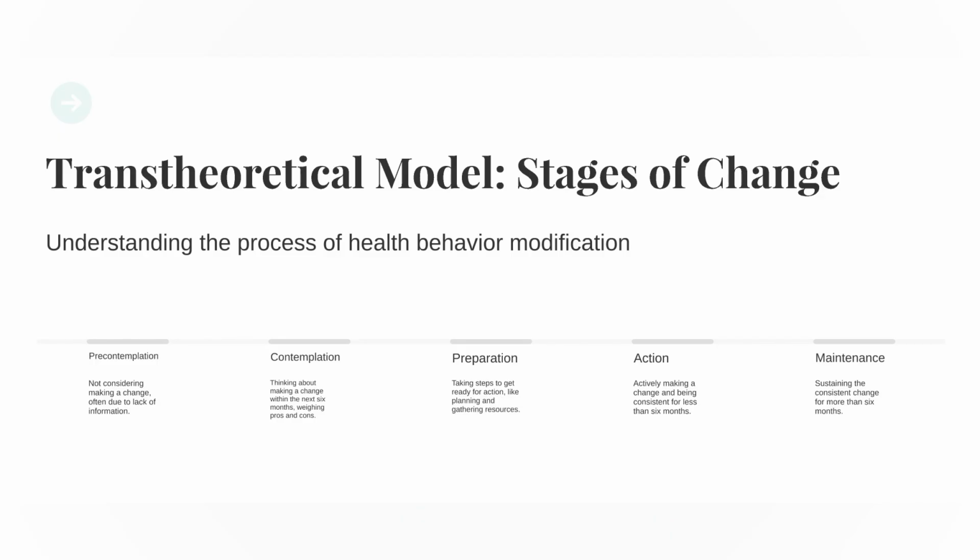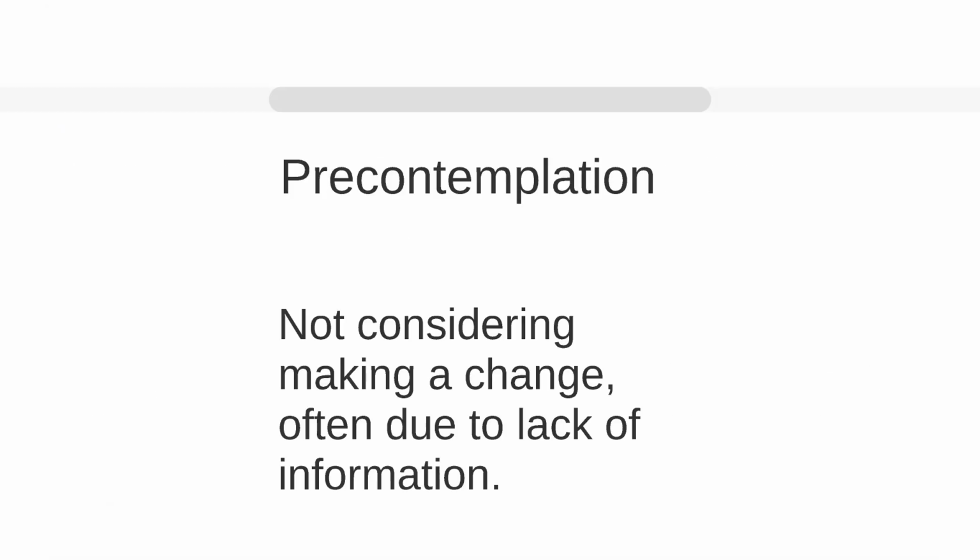The trans-theoretical model, we're going to look at stages of change. It's important that we look at this model in order to know where somebody is in the process of changing a behavior. So the pre-contemplation is our smoker with COPD. I'm not changing. Nothing you say is going to make me change.